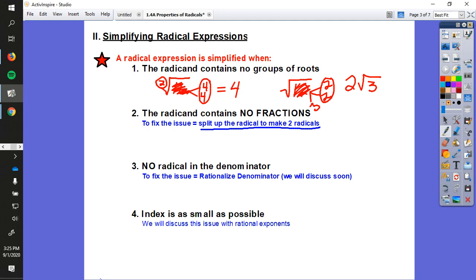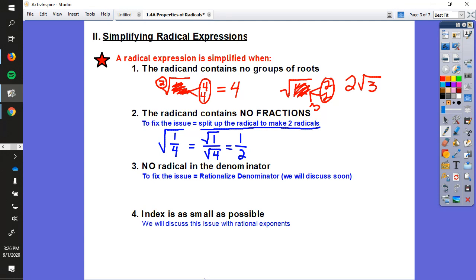So it's a property. That's what we said in math. You got to back it with a property. But if I had something like the square root of 1/4, what we can do is split that up and then hopefully be able to simplify. In this case, it works out really nicely to 1/2.